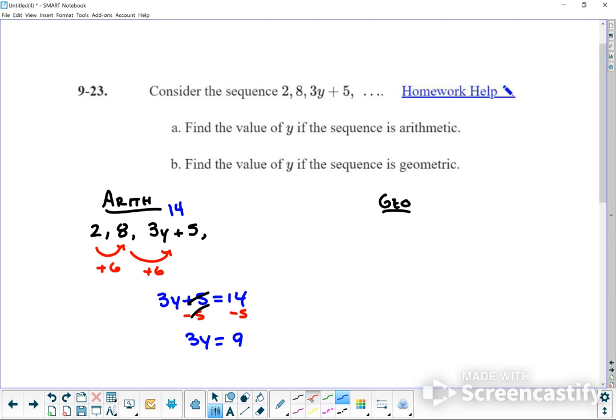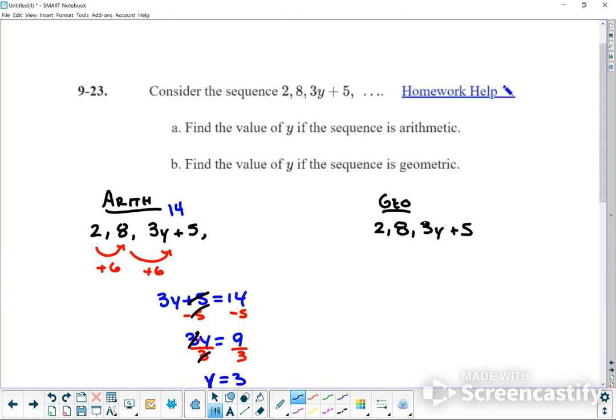Then you're going to go ahead and get rid of that times 3 by doing division by 3. And you would get your y would be equal to 3. So if it's arithmetic and the third term is supposed to be 14, your y has to be 3. Okay. Let's look at what happens if it's geometric. So 2, 8, 3y plus 5.